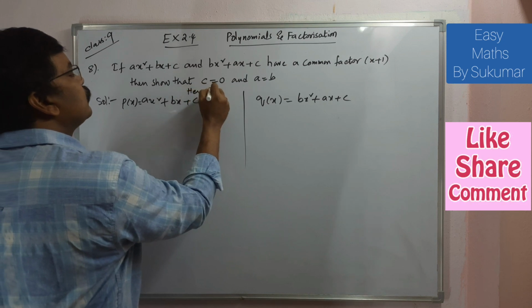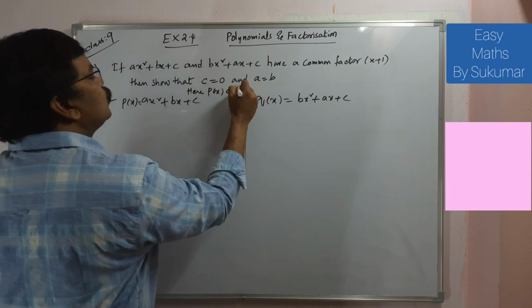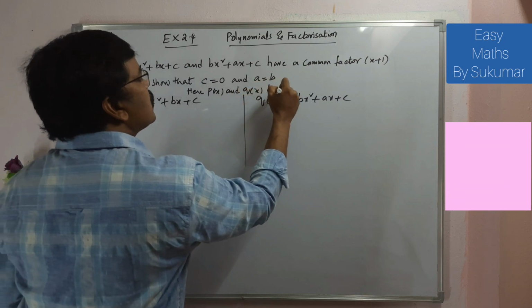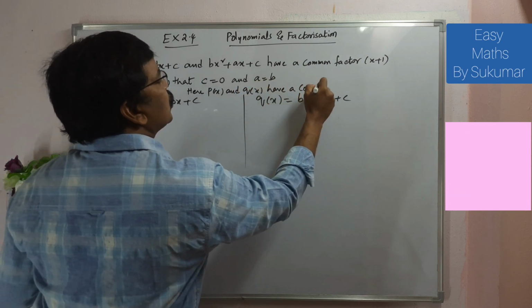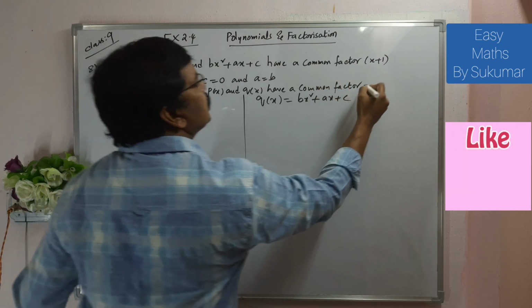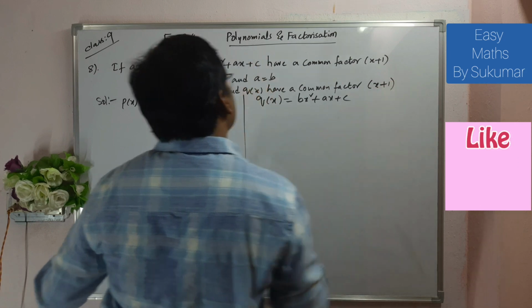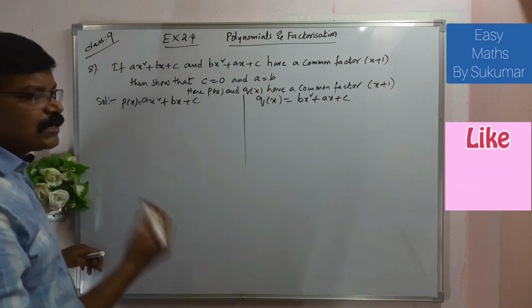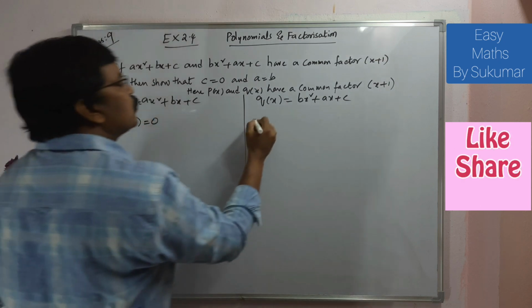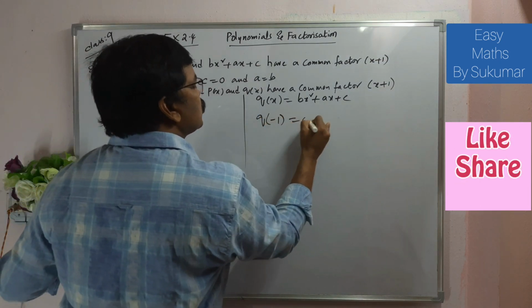Here p of x and q of x have a common factor. What is the common factor? x plus 1 is the common factor. That means x plus 1 is a common factor, so what is the remainder? p of minus 1 is 0. Here q of minus 1 is equal to 0.